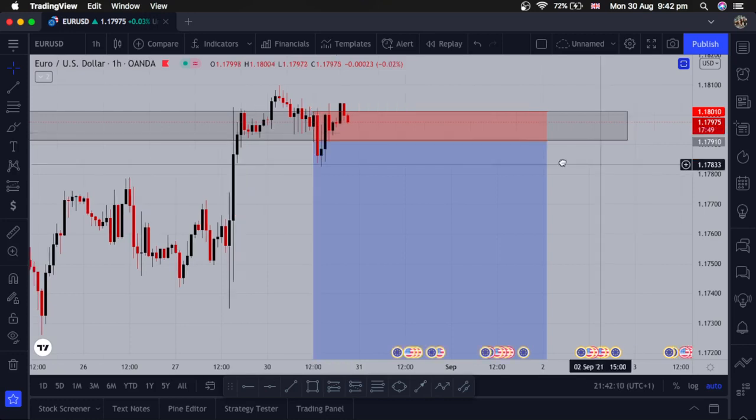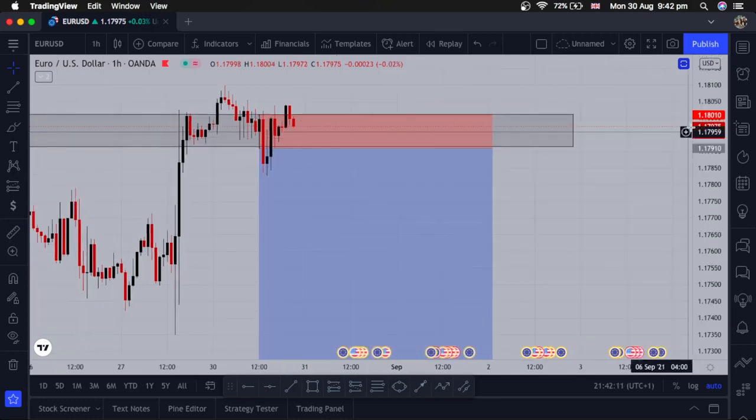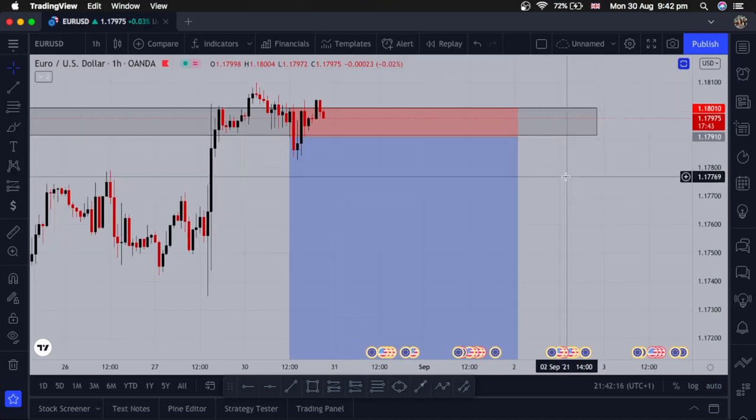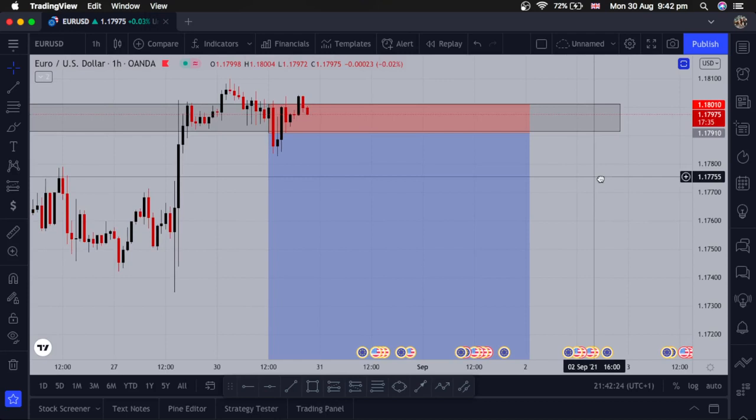Risk management is really everything in the market, and this is how you really protect your capital, because if you don't have capital, you're not going to have trades. So protecting capital is always one of the most important things that you can do.